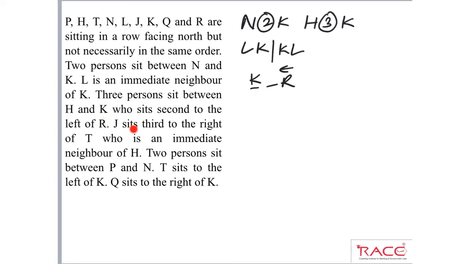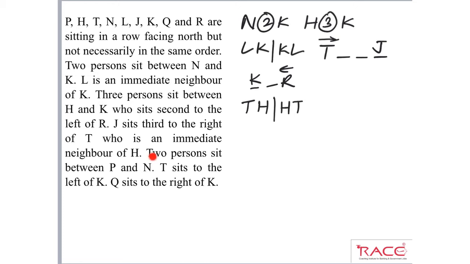Now next, J sit third to the right of T. So third to the right of T is J. So I will write T right, third right, one right, two right, third right, we have J. Who is immediate neighbor of H? Now again, who belong to means this belongs to T. So T is an immediate neighbor of H. Again, I will write it TH or HT. So this is a proper way to mention it, so that you will not get confused while solving the question.